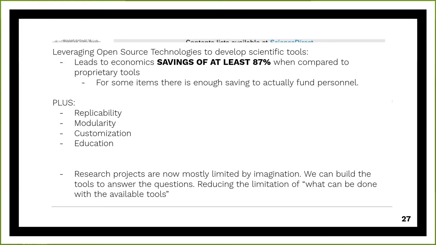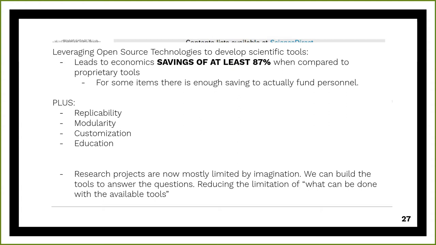reproducibility, you have a more modular system, you can customize it, and you can use these tools for education. So basically, if you have tools that are, let's say, $100, you could possibly source a couple of them and not just one, so that you can actually put them in the hands of students. And during their undergrad or graduate studies, they can actually have practical training, which is not necessarily always the case, right?